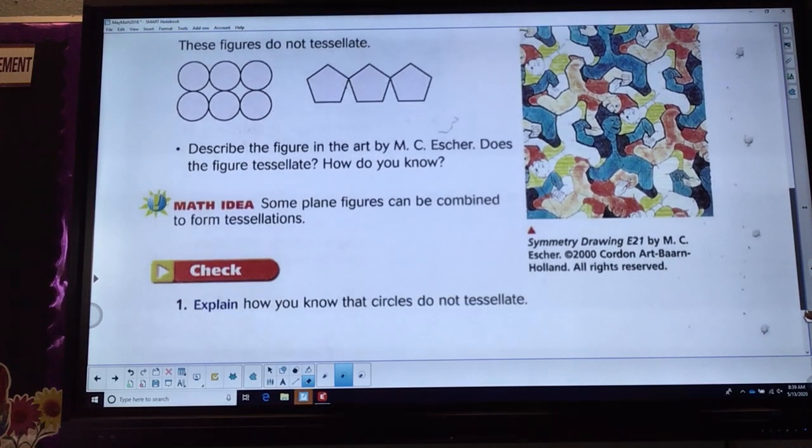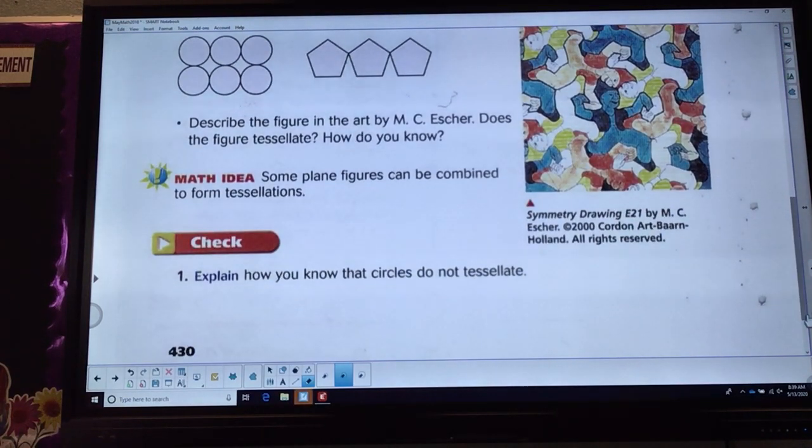Now, our big idea from all this is some plain figures can be combined to form tessellations. And you see tessellations in all kinds of stuff. Our walls here at school, those are all the cinder bricks. They all tessellate, tiles on the floor.